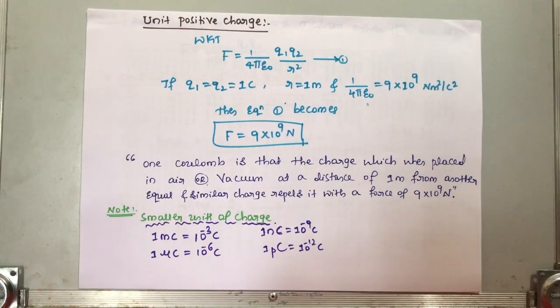And third point, 1 nanocoulomb is equal to 10 to the power of minus 9 coulomb. And fourth point, 1 picocoulomb is equal to 10 to the power of minus 12 coulomb. Charge may be expressed in terms of millicoulomb, microcoulomb, nanocoulomb, picocoulomb. Milli means 10 to the power of minus 3, micro means 10 to the power of minus 6, nano means 10 to the power of minus 9, pico means 10 to the power of minus 12.